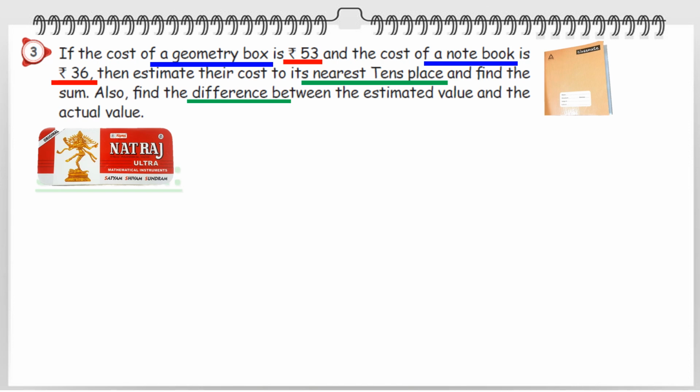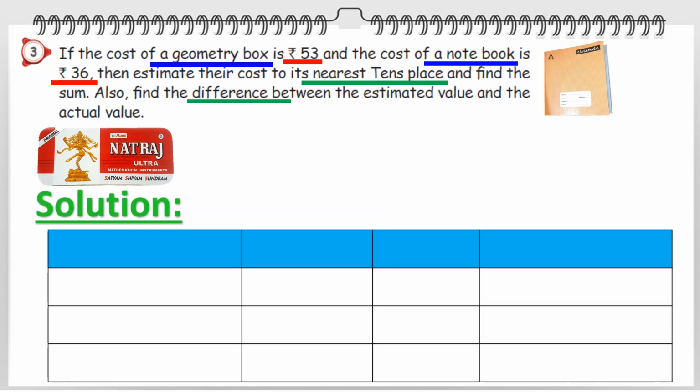Just have a glance. Let us move to the solution and draw one tabular column, and we need to write the headings as I am going to say. First one is given. Then actual value. What are all the values given? You have to enter in this column. And next one is estimated value.